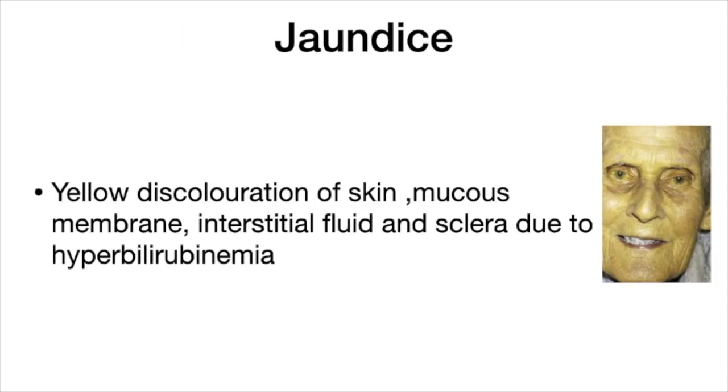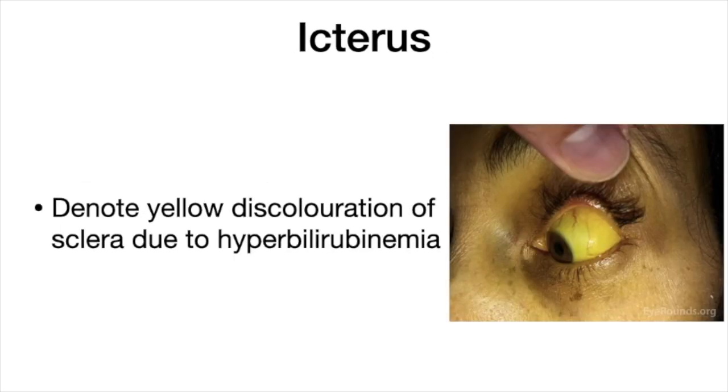So jaundice is defined as yellow discoloration of skin, mucous membrane, interstitial fluid, and sclera due to hyperbilirubinemia, usually above 2.5 milligram per deciliter. Another terminology is icterus. Icterus denotes yellowish discoloration of the sclera due to hyperbilirubinemia. The sclera especially loves bilirubin because it is white in color, so we can easily detect the yellowish discoloration compared to other body parts. Another important point is that scleral connective tissue molecules have an affinity for bilirubin.